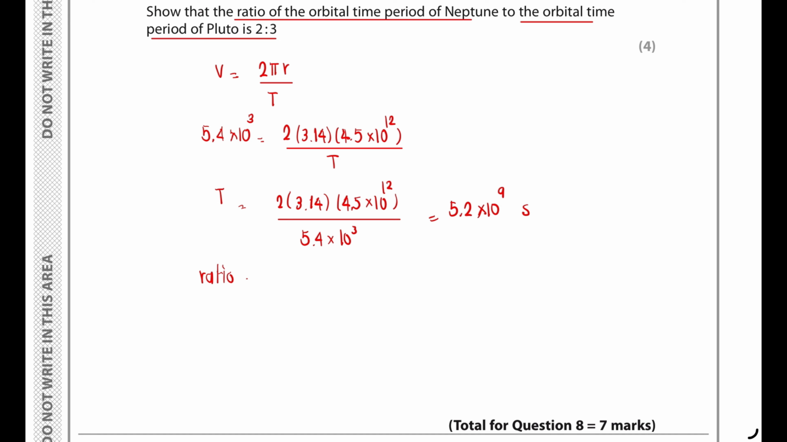Ratio equals 5.2 times 10 to the power of 9 to 7.8 times 10 to the power of 9. So 10 to the power of 9 can be cancelled out. Okay. And then I will divide by 2.6. So the ratio is 2 to 3.